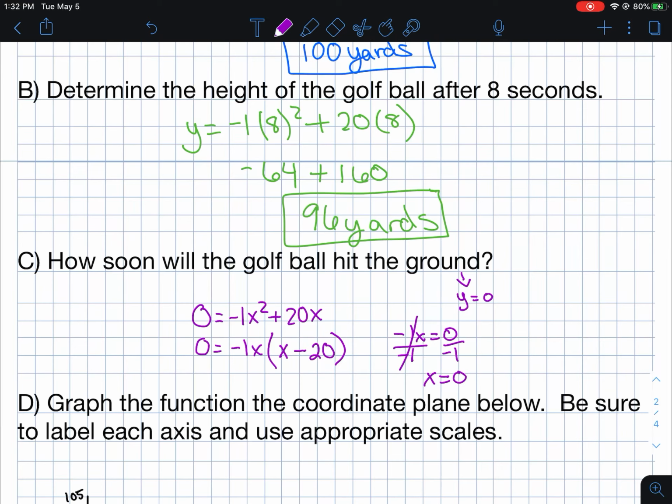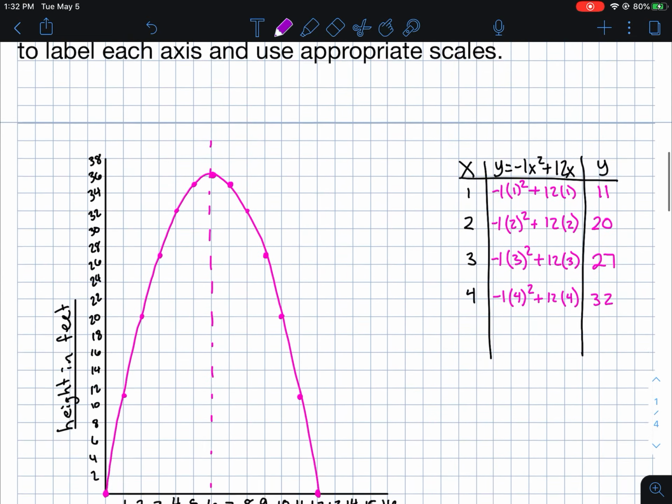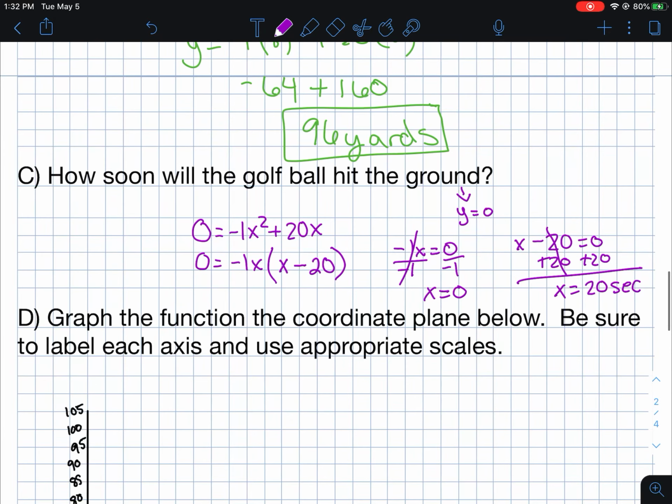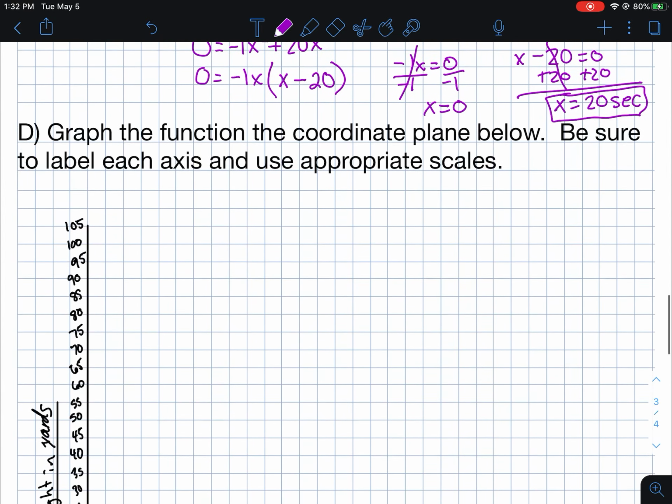So x equals 0 and x minus 20 equals 0. So we know that the 0, 0 isn't the correct option in this case because it's going to take more than 0 seconds to go up and down, to hit the ball and then land again. We also know that 20 seconds is reasonable because it took 10 seconds to get to its peak, so it's going to take another 10 seconds to settle at the bottom.